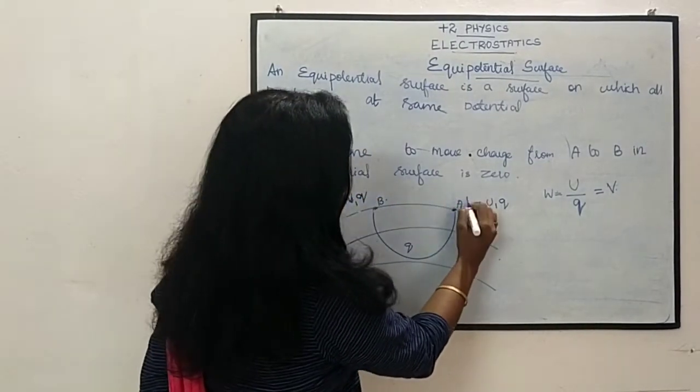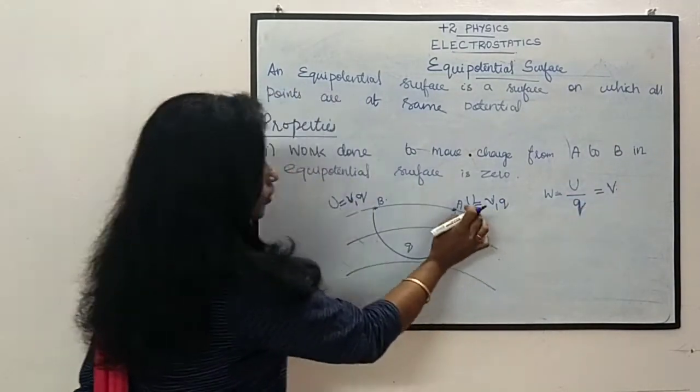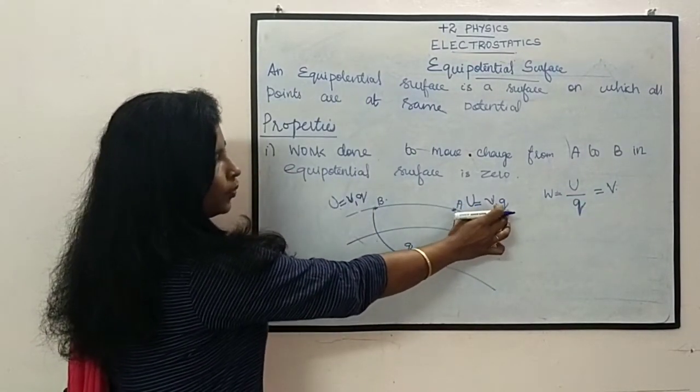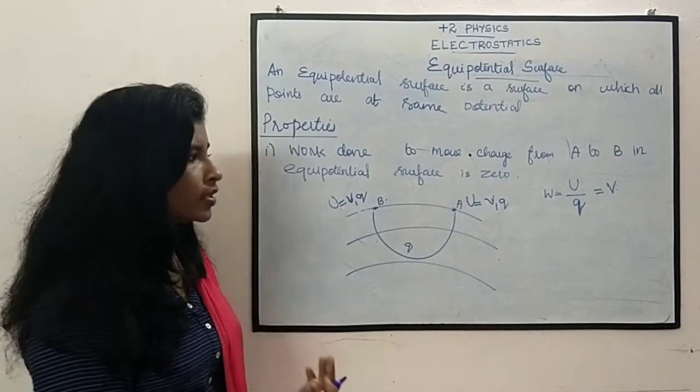Here also U equal to V1 Q. Potential energy at A equal to V1 Q. Potential energy at B equal to V1 Q. Both are the same. Okay, what is work done?